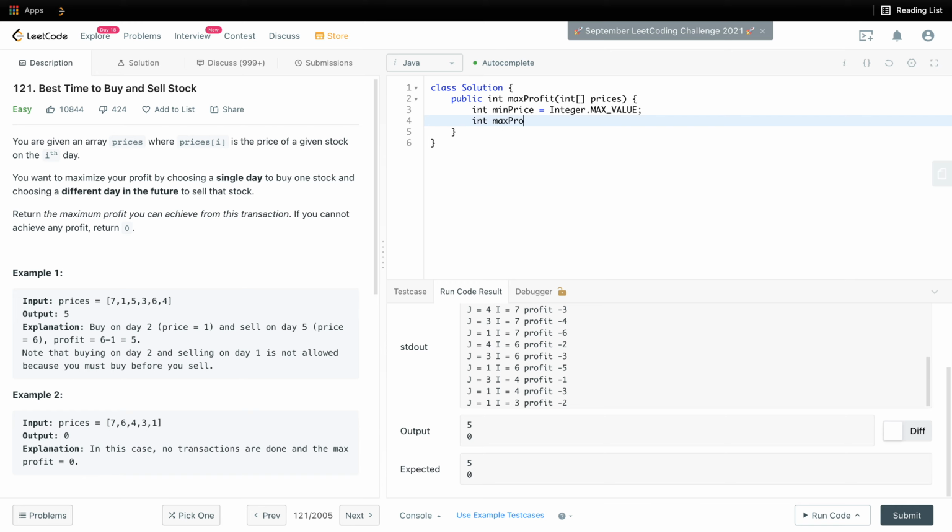Integer max profit is equal to 0. Here I am initializing it with 0 instead of the integer's minimum value, because the return should be 0 if we could not find any profit. It means we cannot return the integer's minimum value, and profit should always be 0. We should not make any losses, because then it will be a loss, not a profit. So that's why I'm initializing it with 0. And then I'll just simply create a for loop to traverse the array.